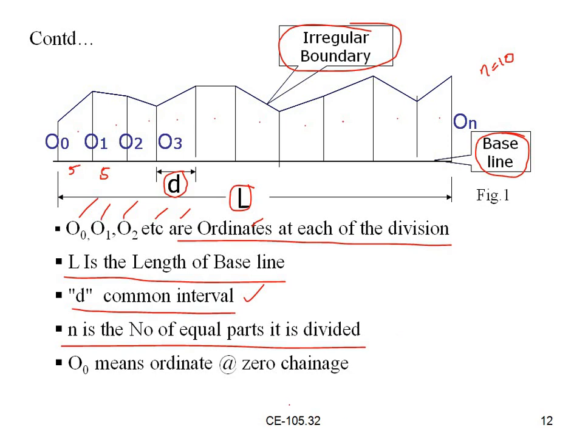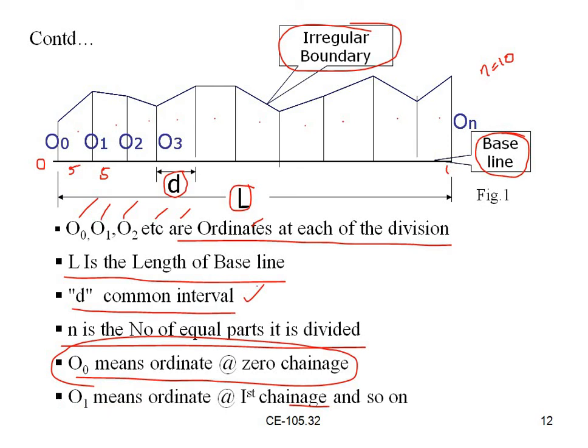Here, O0 means the ordinate at 0 chainage. The chainage will start from 0 to something like 30 or 40 or 60. So we will be taking 0 to some distance. O1 means the ordinate at the first chainage, and so on.